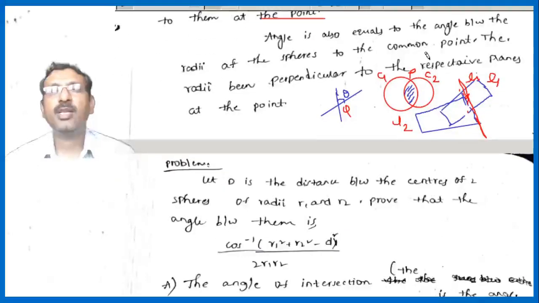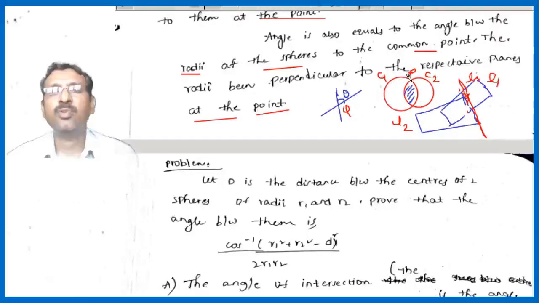The angle is equal to the angle between the radii of the spheres, from the center to the common point, since the radii are perpendicular to the respective tangent planes at that point. Here is the concept.